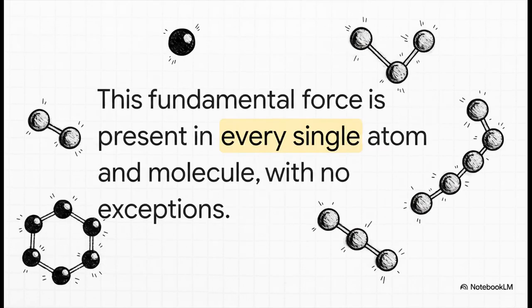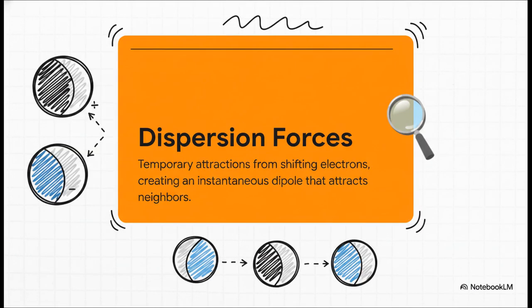So let's start at the very bottom of that ladder. We're talking about the most fundamental force of them all. This is the one that exists in every single atom and molecule in the universe, no exceptions. They're called dispersion forces. So picture the electrons buzzing around a molecule like a cloud. It's random, right? So for just a fraction of a second, you might get more electrons on one side than the other. This creates a tiny, temporary imbalance of charge, a flicker of positivity on one side and negativity on the other. That temporary little magnet can then induce a similar effect in its neighbor, and for a split second, they attract.